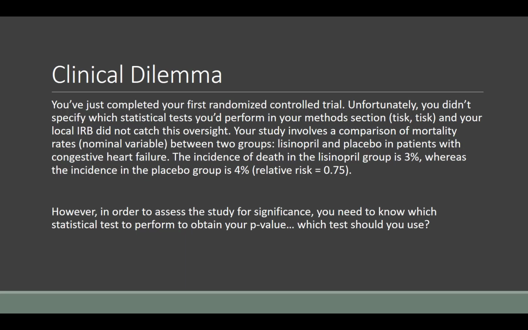Following your data collection, you find that the incidence of death in the lisinopril group is 3%, whereas the incidence in the placebo group is 4%. So you're aware that the relative risk is 0.75, but you need to perform a statistical test to know if that's statistically significant and not due to chance alone. In order for this to happen, you need to know which statistical test to perform to obtain your p-value. The question is, which test should you use in this circumstance?